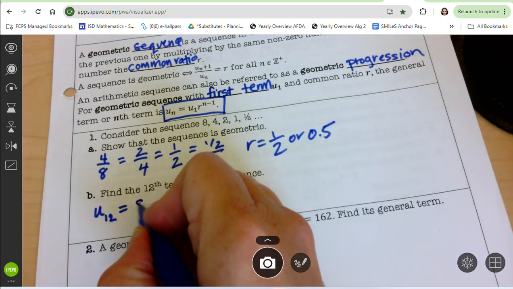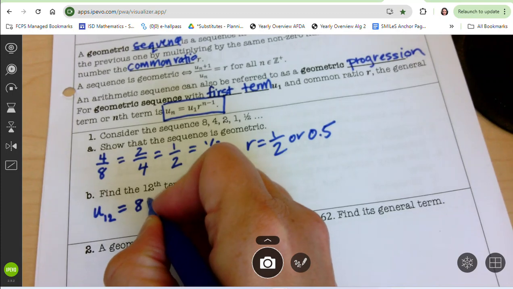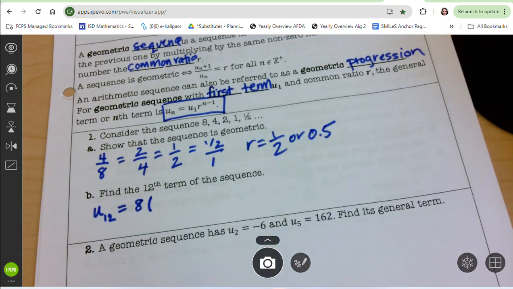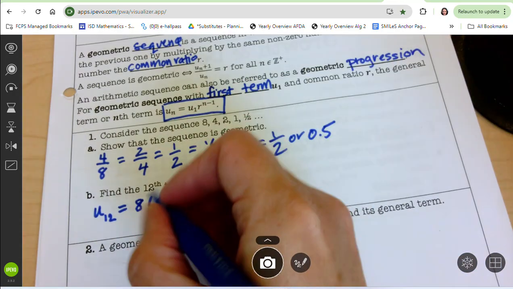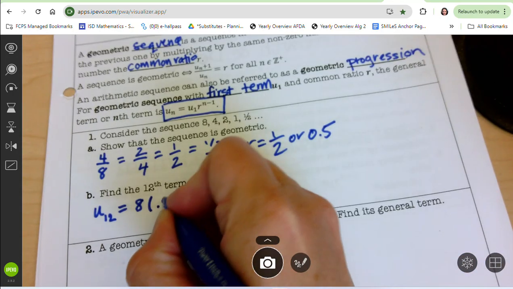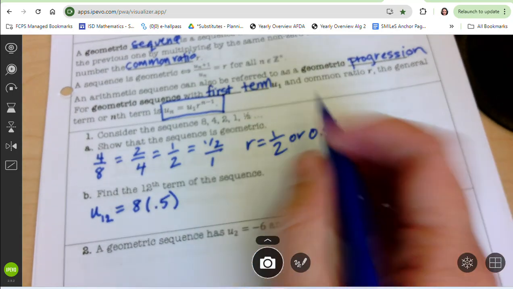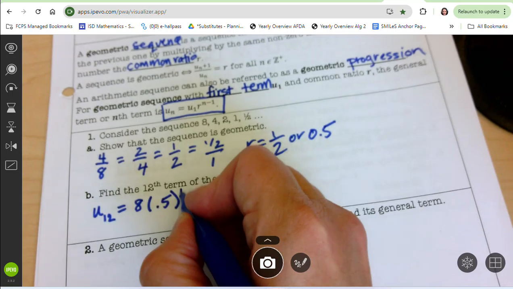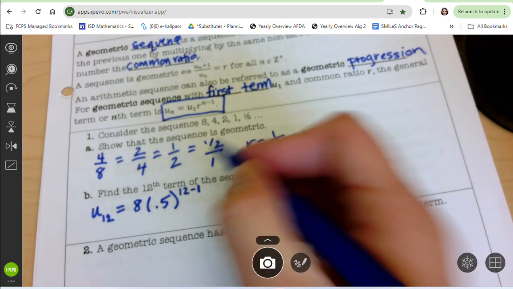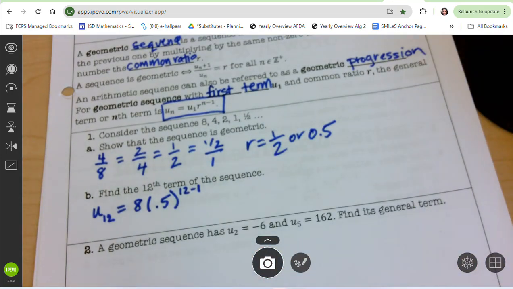8, good. Sometimes I put my r in parentheses just because it's an easy way to show multiplication. And then we said the r is 1/2 or 0.5. And then it's raised to the n minus 1, so to the 12 minus 1. Some people just write 11. That's okay. Yeah, some of you are starting to think, I think I'd like a calculator now. So if you would, send one person from your group to get calculators for the group.